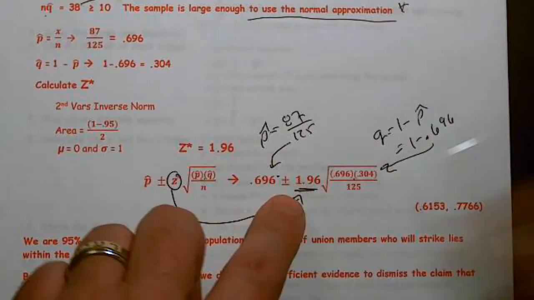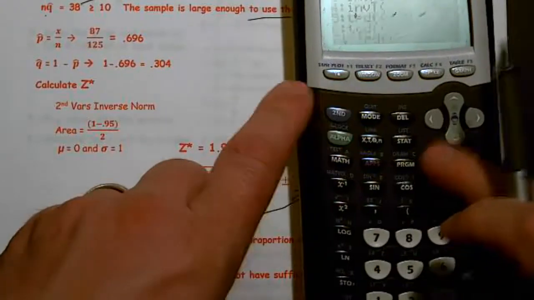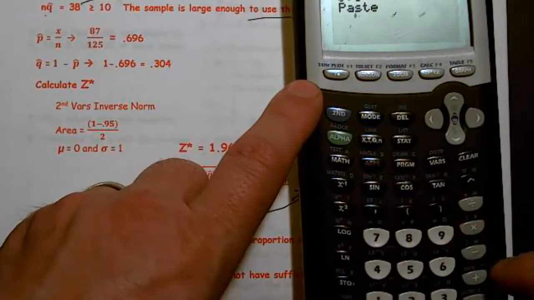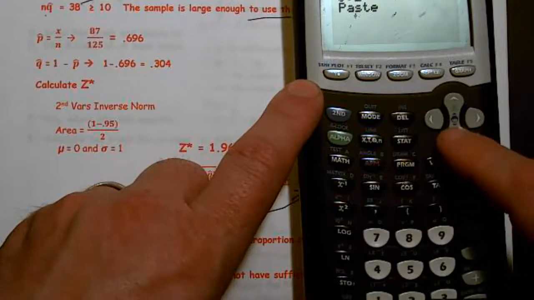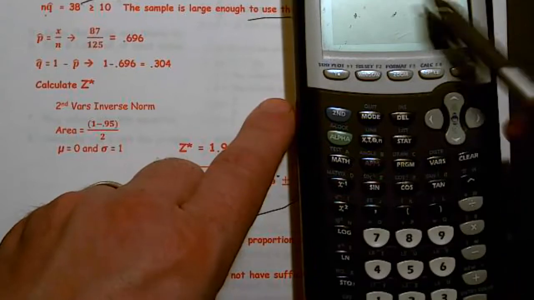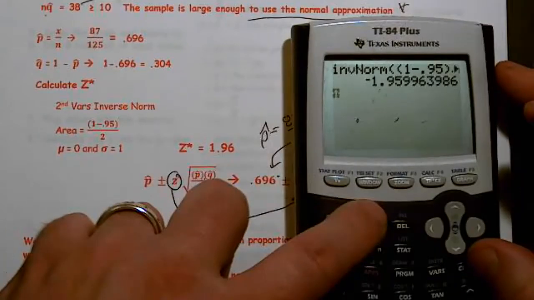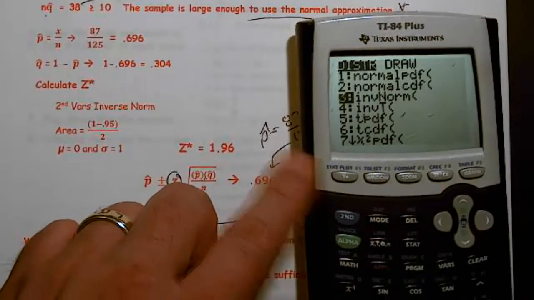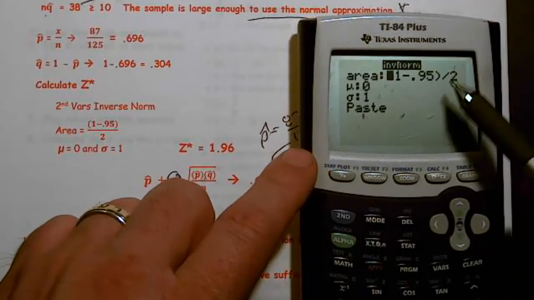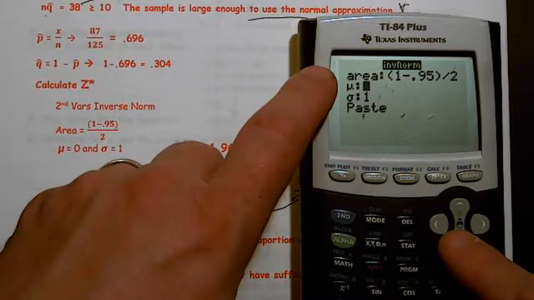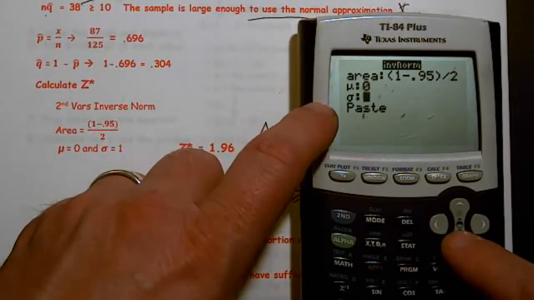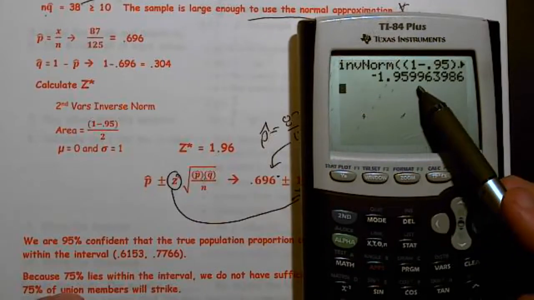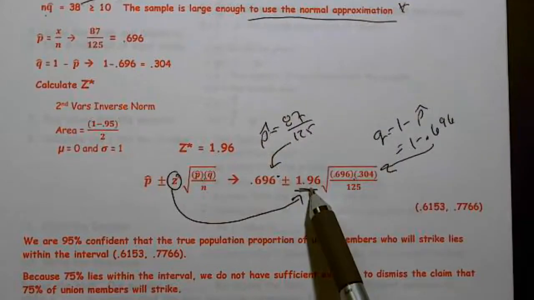So how did I get the Z star? Second, vars, inverse norm, 1 minus 0.95, divided by 2, mean is 0, standard deviation of 1. Since this is a Z-score, all Z-scores have a mean of 0 and a standard deviation of 1. And we end up getting 1.96. So 1.96 is the number of standard deviations.